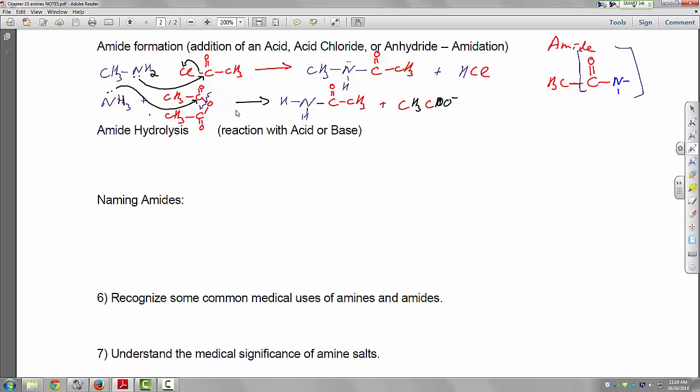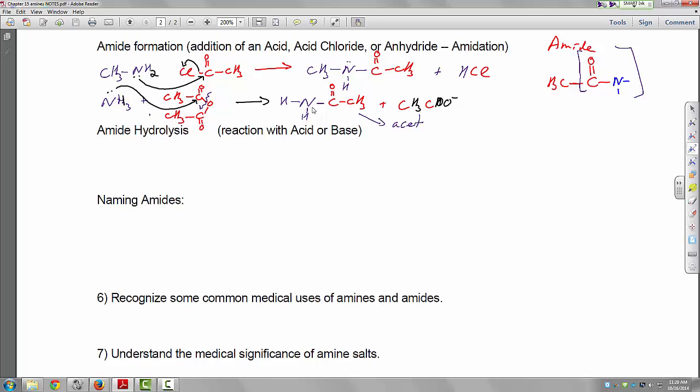Now as far as naming amides, I skipped over that. I will talk just a little bit about it here, but when you name amides, you essentially start off with the acid, because they really are derivatives of acid. So this was acetic acid. Okay. So acetic acid becomes acetamide, or this would be the IUPAC nomenclature, ethanamide.